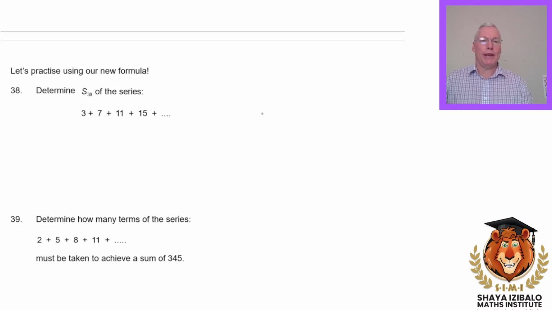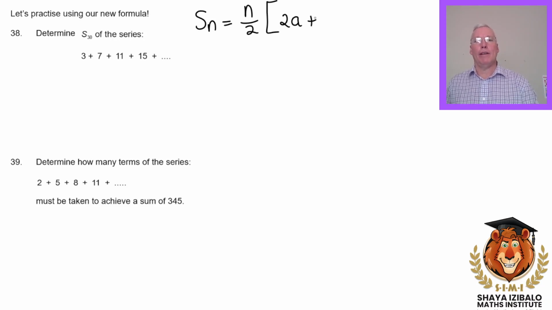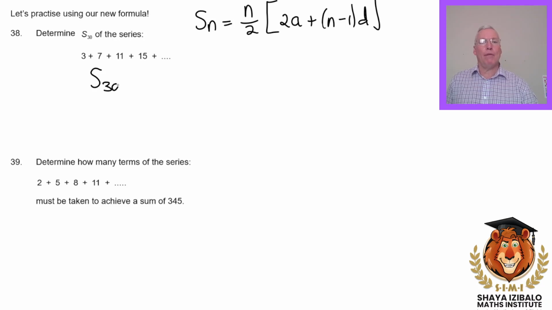Let's turn over, and let's now use our new formula to try these sums. We'll do the first one together. In fact, we'll ask you to do the first one. I'm going to write down the formula for you here. Sn, just to remind you, Sn is n over 2, 2 lots of a plus n minus 1 lots of d. Pause the video quickly. In this sequence, you should be comfortable working out what a and d are. And what we want is S30, the sum of 30 terms. Okay, pause it, have a go and see.